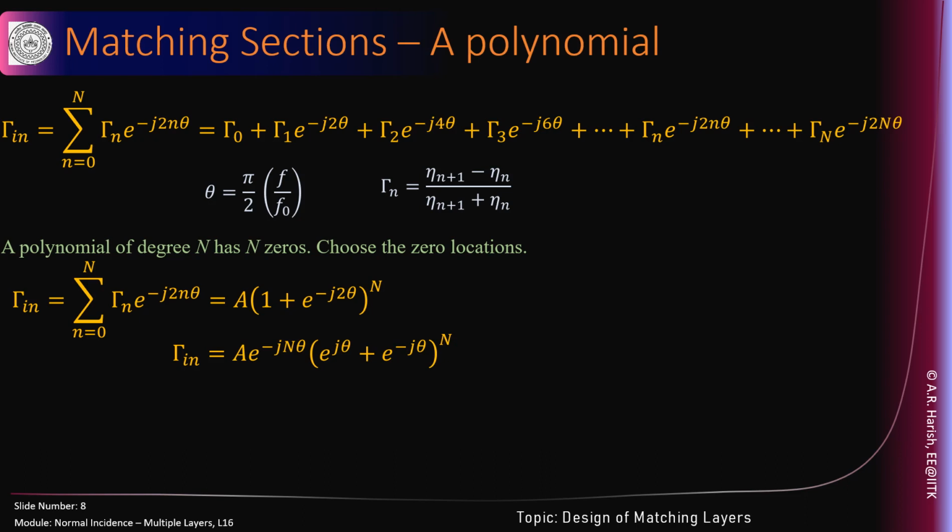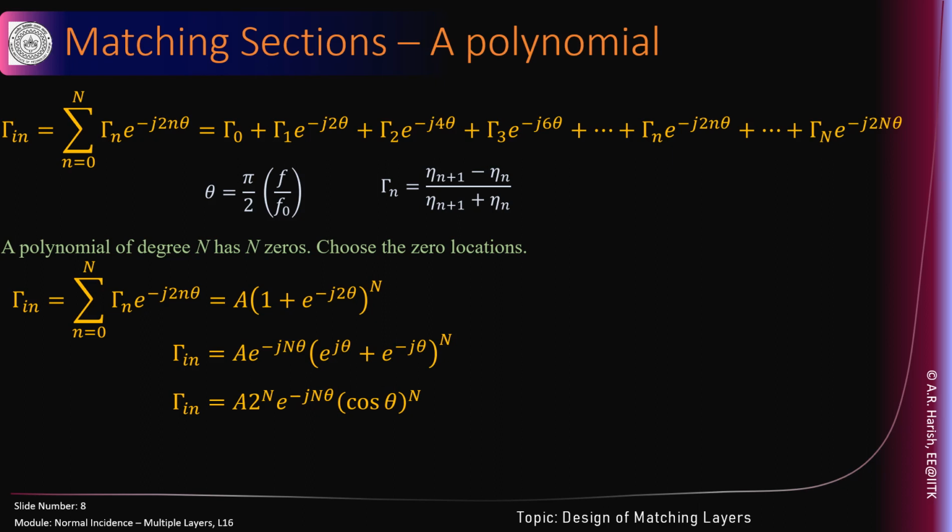So we can take out e to the power of minus j theta outside. So it becomes e to the power of minus j capital N theta, because the whole thing is to the power of n, and you are left with e to the power of j theta plus e to the power of minus j theta. And this is nothing but 2 times cosine theta. Yeah, that's straightforward. That is 2 to the power of n cos theta to the power of n.